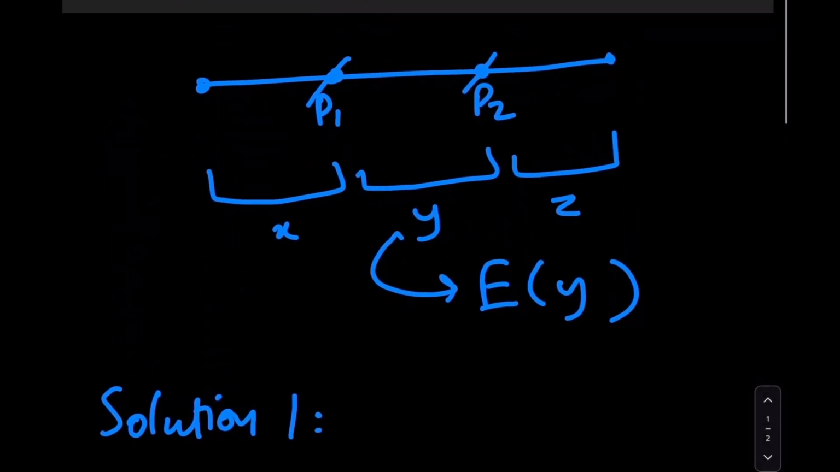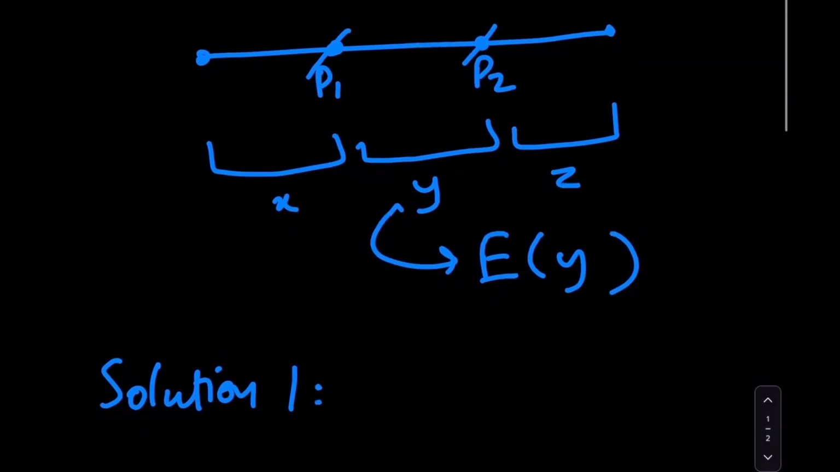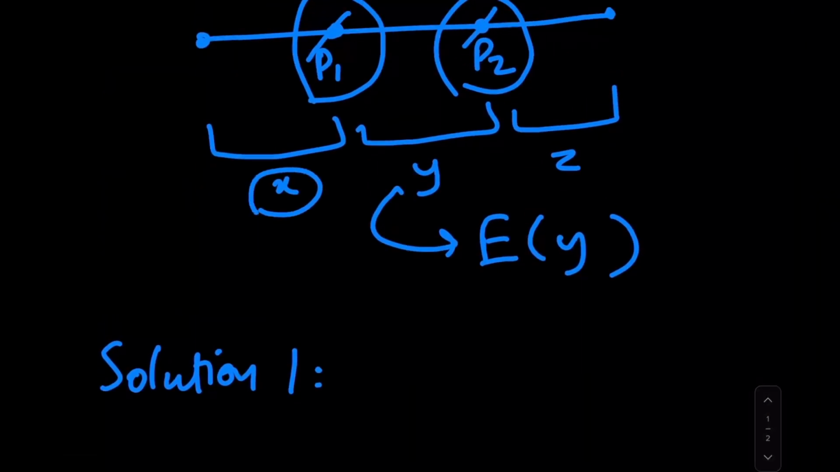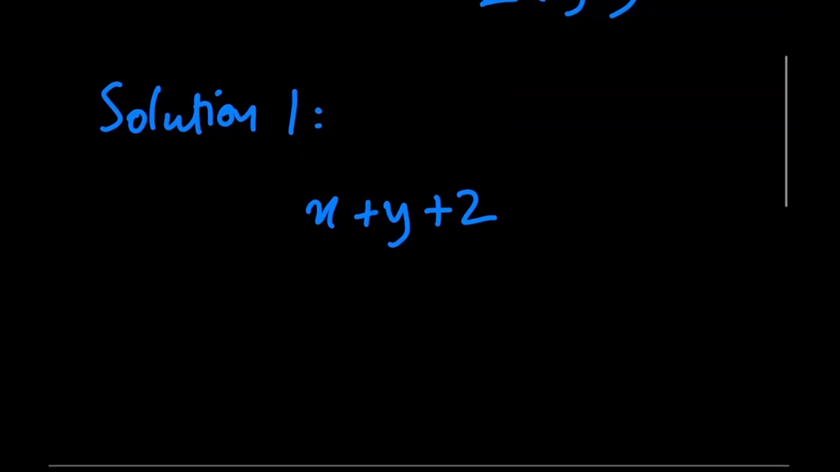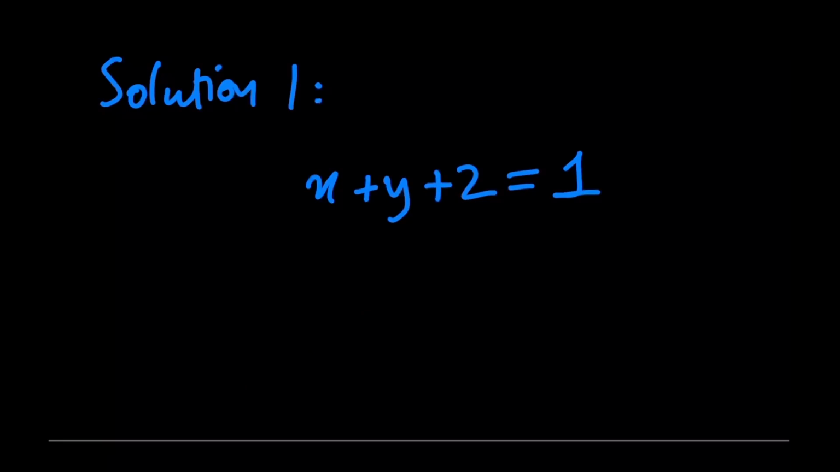Let me start with the first solution. The first solution is based on looking at the problem from a different perspective. Instead of looking at the problem in terms of choosing 2 points, we already know that eventually there are going to be three different parts, right? If I call those three parts X, Y, and Z, as we defined earlier, it is always true that X plus Y plus Z is equal to 1, right? Now try to imagine the problem from a different perspective.